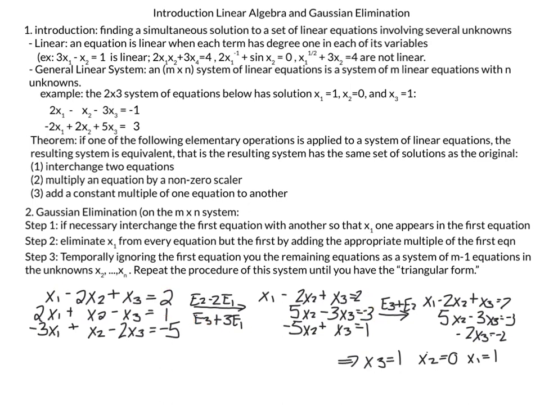On the bottom, to get rid of the x1 term, we have to multiply the first equation by 3 and then add to this third equation. So that's multiply the first equation by 3 and add to the third equation. So that gets rid of the x1 term.